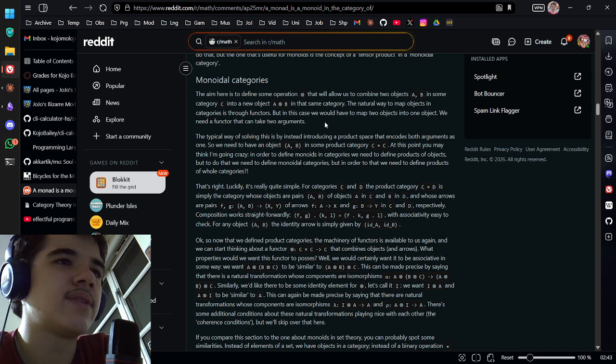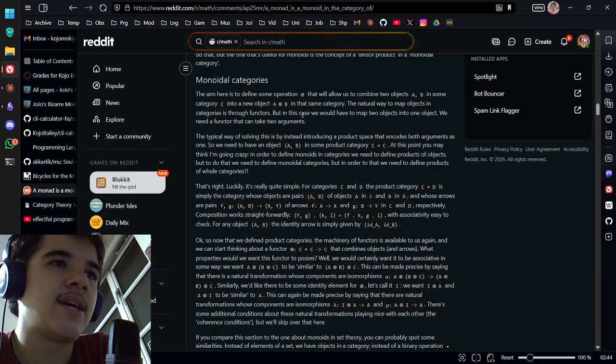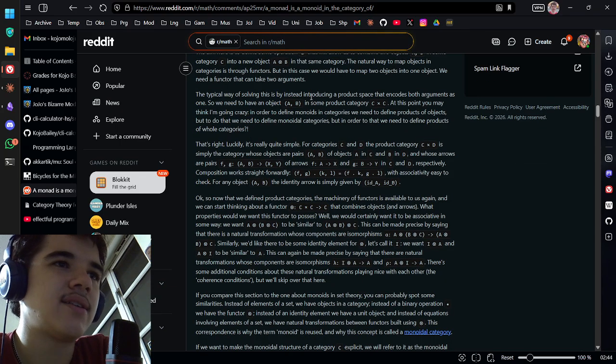The typical way of solving this is by instead introducing a product space that encodes both arguments as one. So we need to have an object, okay, in some category, the product category C times C. At this point, you may think I'm going crazy. In order to define monoids in categories, we need to define products of objects. But to do that, we need to define monoidal categories. But in order to do that, we need to define products of whole categories. That's right. Luckily, it's quite simple.